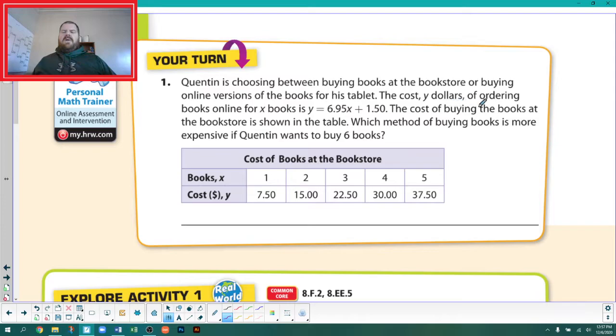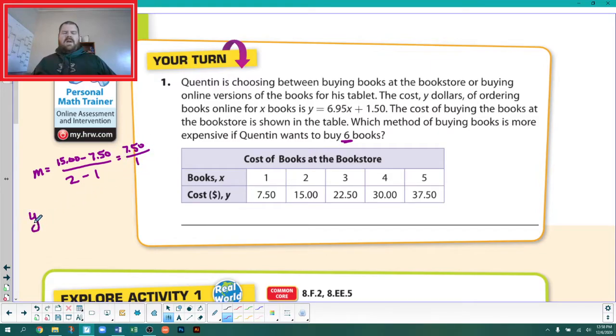The cost of buying the books at the bookstore is shown on the table, and we want to know which one is cheaper for 6 books. Because I don't have 6 books on this table, I'm going to have to find its equation. So we find the slope. Let's use $15 and $7.50, over 2 minus 1. And it turns out that that is $7.50 over 1. And so my slope is $7.50.